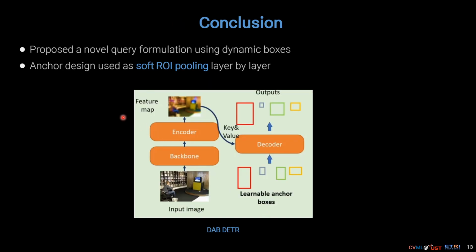So as a conclusion, we formulate the query as an anchor instead of a d-dimensional vector, and we are updating them layer by layer. So they act as a soft ROI pooling, and with the help of the results, we can say that formulating the query as a box really helps the detection transformer converge in just 50 epochs as compared to 500 epochs.